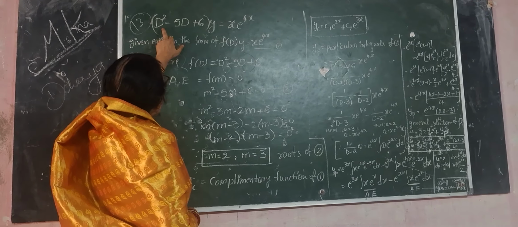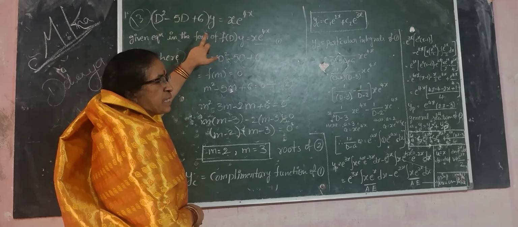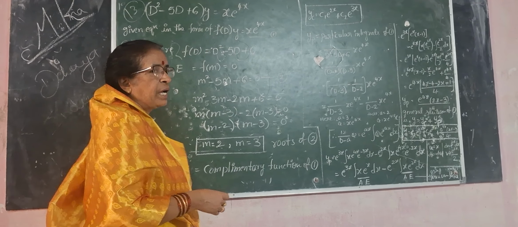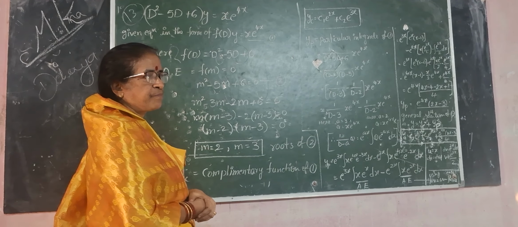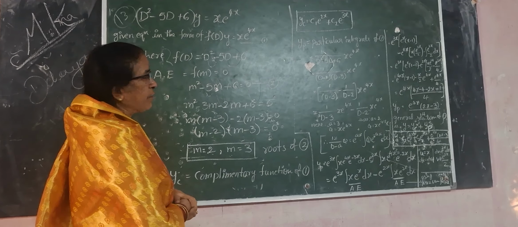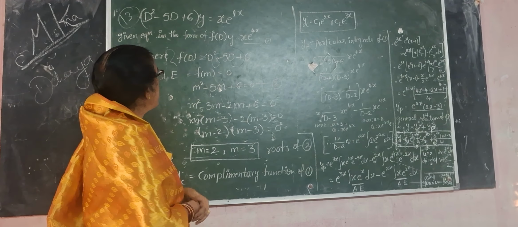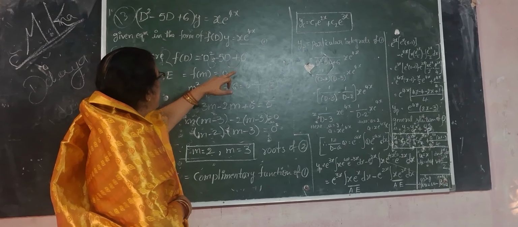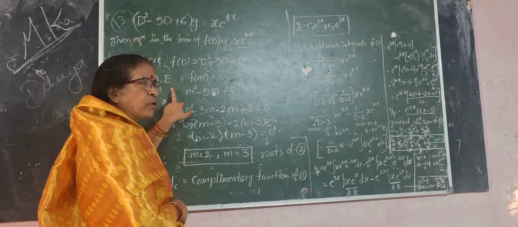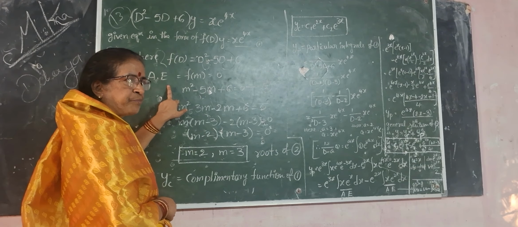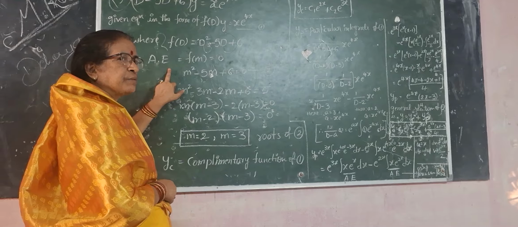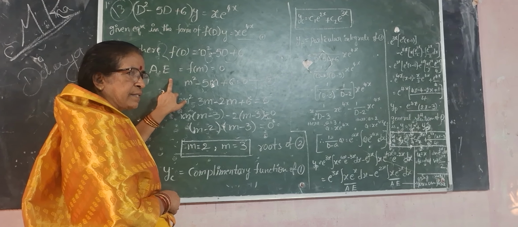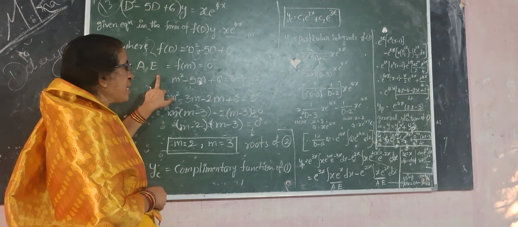Problem number 13. Solve (D square minus 5D plus 6) operating on y equal to x e power 4x. This is of the form f(D) y equal to Q. What is f(D)? D square minus 5D plus 6. First of all, we are going to find the complementary function. How to find the complementary function? Consider the auxiliary equation.